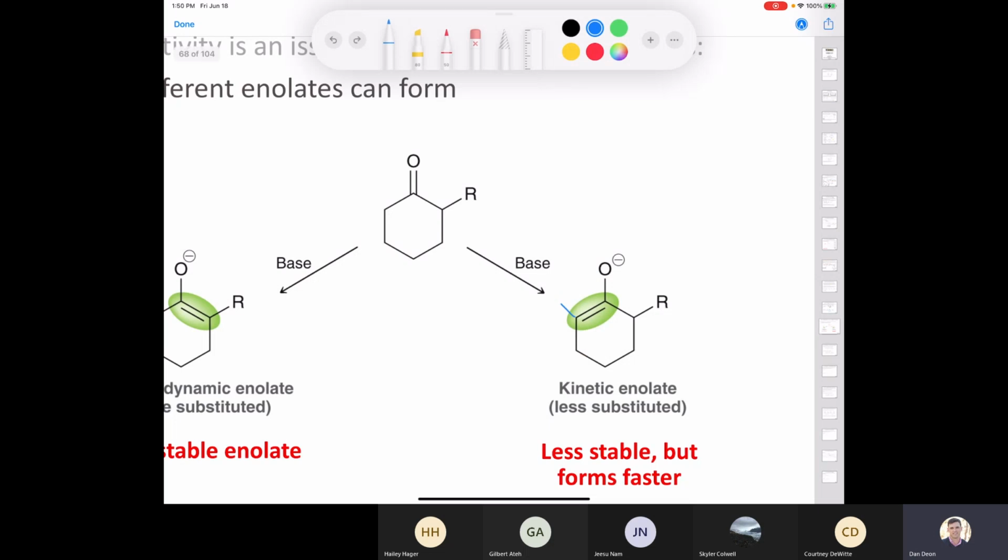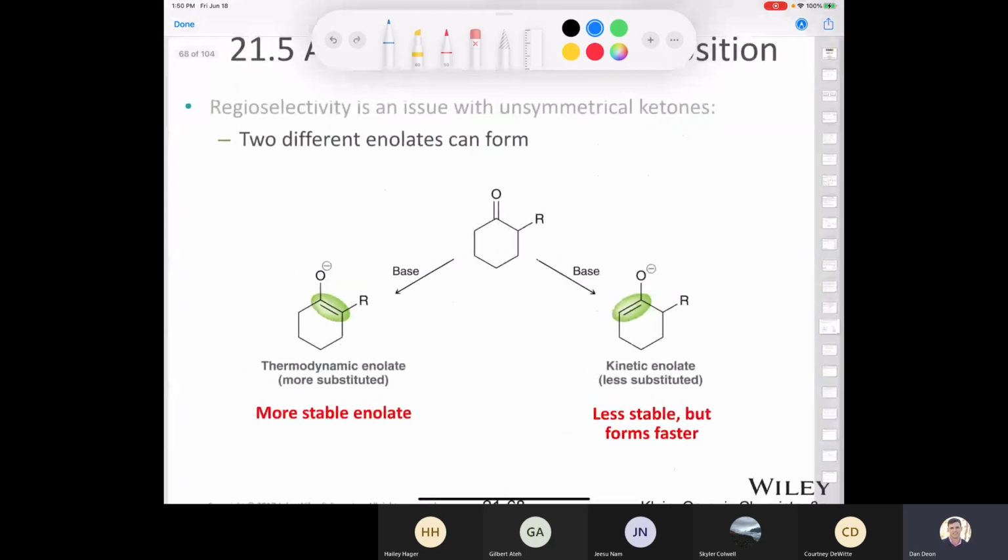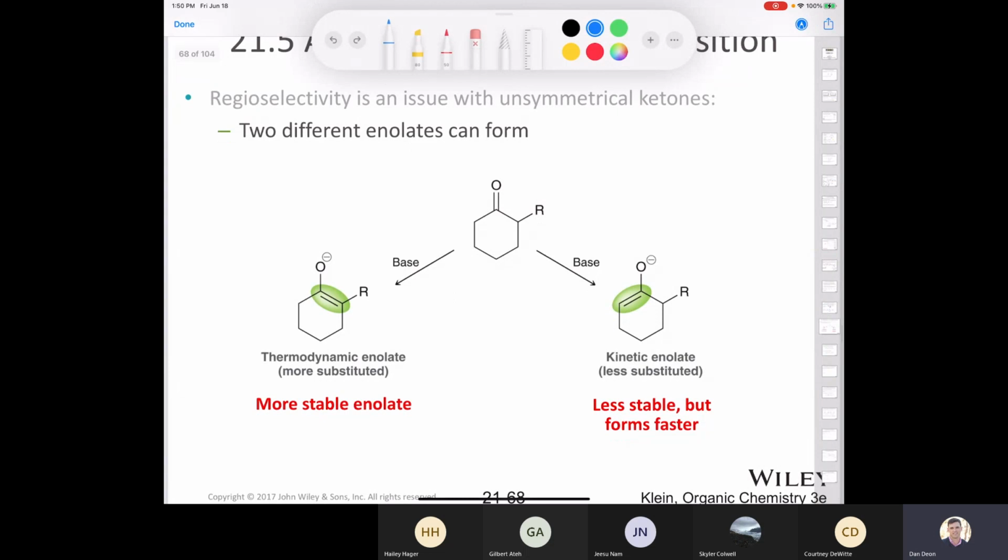It's also got a hydrogen, which doesn't count as a substituent. And so the way that we differentiate between these is we call the one on the right the kinetic enolate, because it forms faster, right? Because the proton that you have to rip off isn't sterically hindered, right? So it's going to occur a little bit faster, even though it's less stable. Its activation energy is going to be lower. And if we pull off this proton in red, we end up with what's called the thermodynamic product, and that is the more stable enolate.